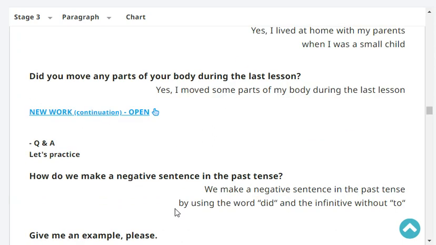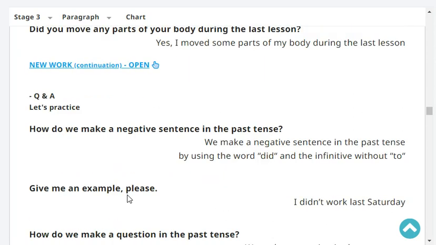Very good. Did you move any parts of your body during the last lesson? Yes, I moved some parts of my body during the last lesson. How do we make a negative sentence in the past tense?